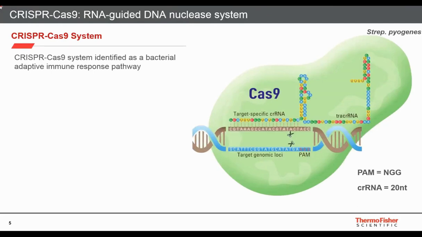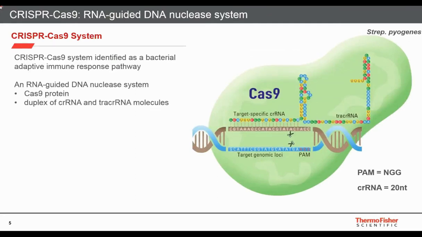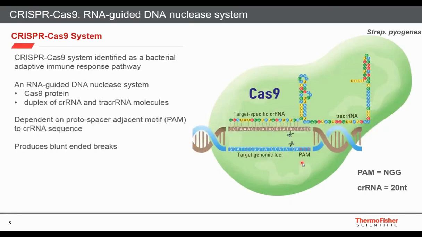Briefly, the CRISPR-Cas9 system is a bacterial adaptive immune response pathway that consists of the Cas9 protein, as well as a duplex of CRISPR RNA and tracrRNA molecules. The specificity of the cleavage by Cas9 is dictated by the CRISPR RNA sequence, this 20 nucleotide sequence that can be designed to any part of the genome, assuming that it's next to a protospacer adjacent motif, or PAM site, which is required to be next to that CRISPR RNA sequence. For Streptococcus pyogenes Cas9, which is the most predominant Cas9 we see scientists using, that PAM site is NGG.